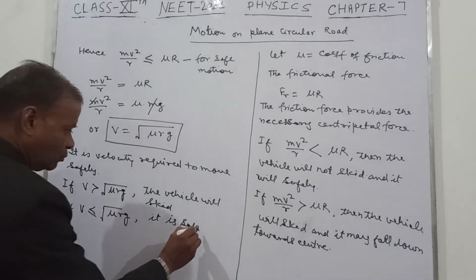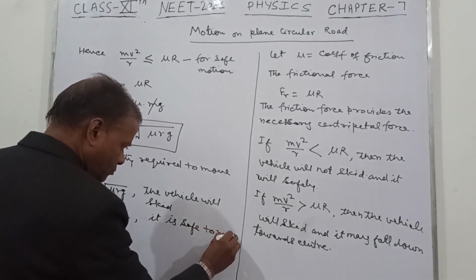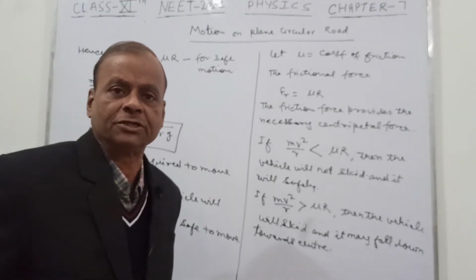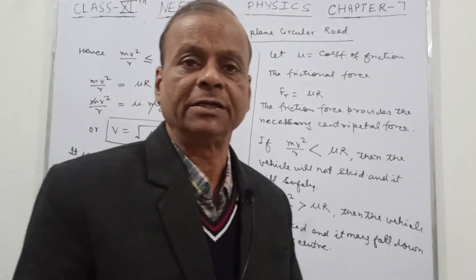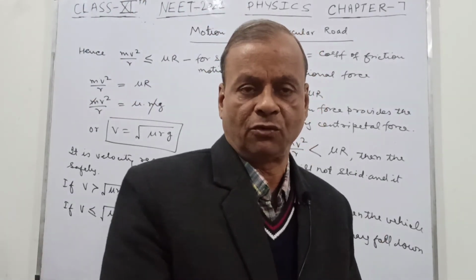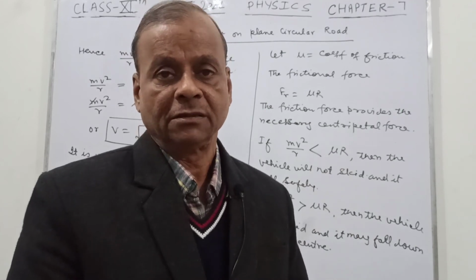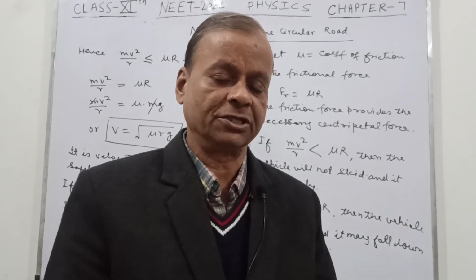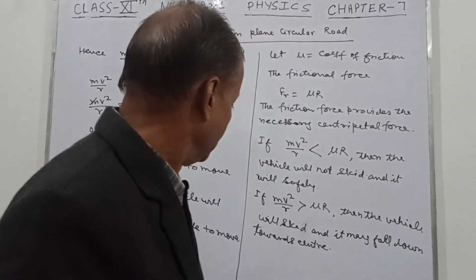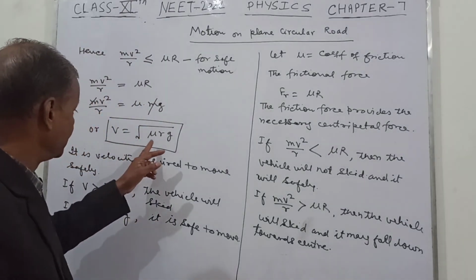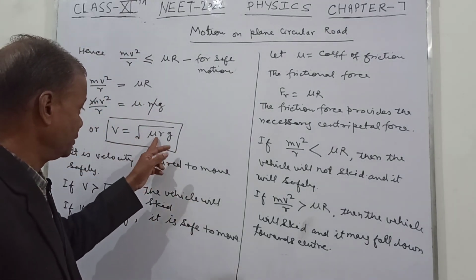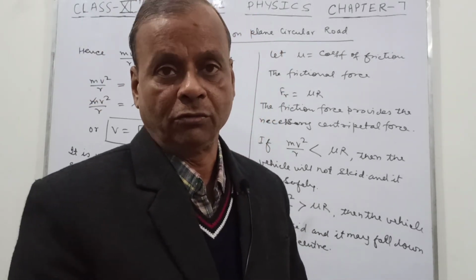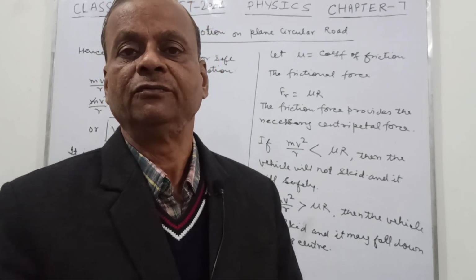It is safe to move. So this is the maximum velocity that should be there. When a vehicle is moving on a straight road and takes a turn, it either reduces its velocity so that the radius of the circular path is reduced, by means of which v will be less. Also, you can see that mu plays a very important role in avoiding the escape of the vehicle.